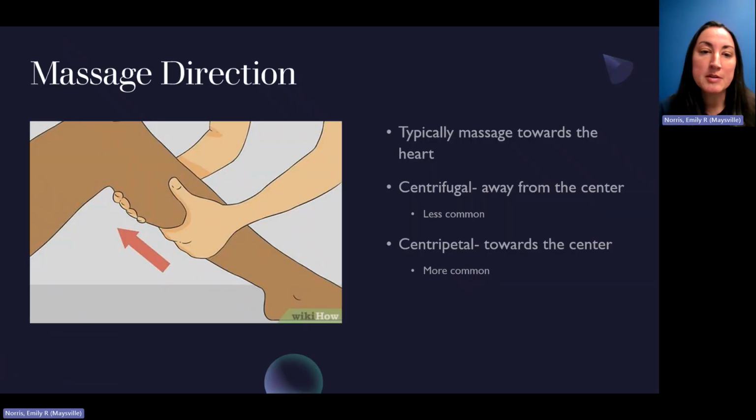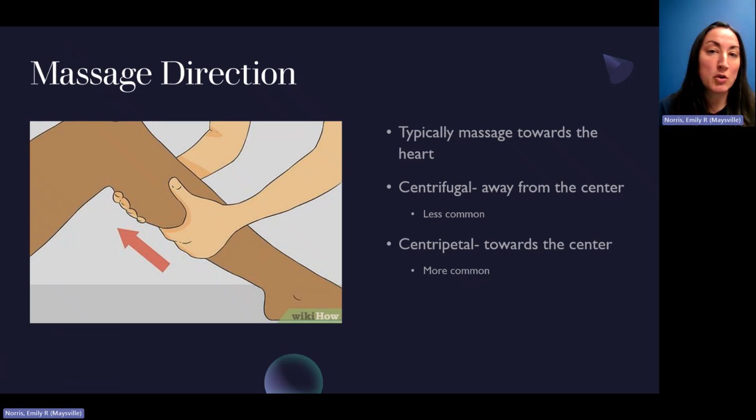The direction, typically we massage towards the heart or from distal to proximal. However, you can, for various reasons, massage in different directions depending on the goal. Maybe if you're loosening an adhesion and that's the direction that you need to go to break it up, then you can.